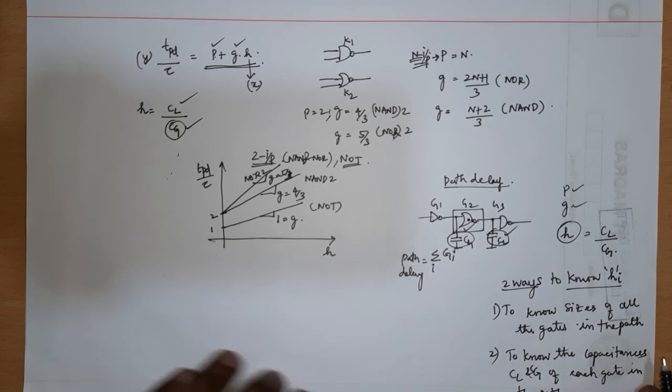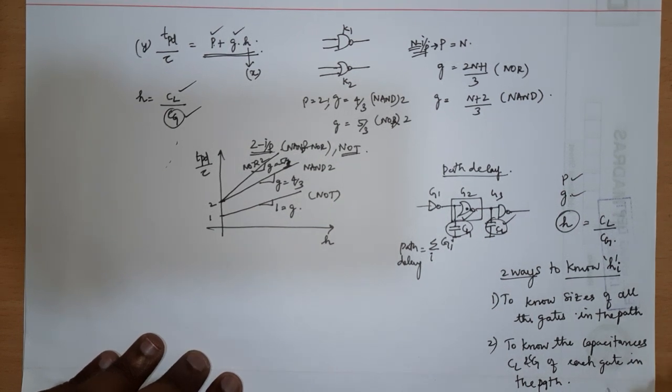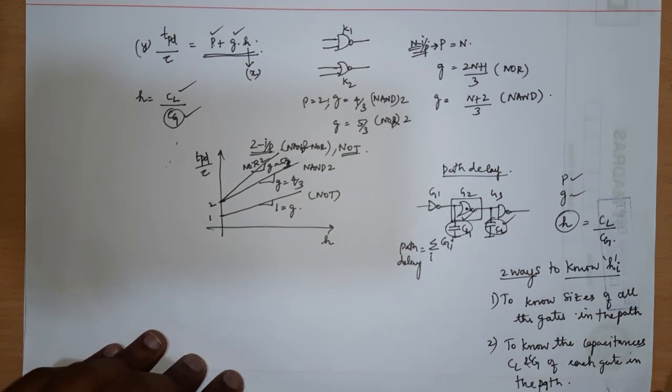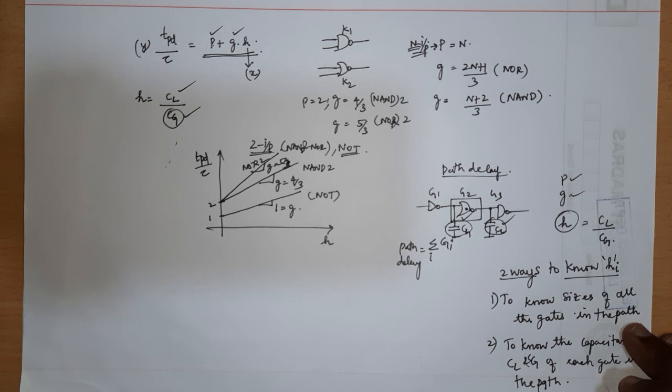Okay, these are the two things that are required for you to estimate H. If any path is there, and there is a question to you to calculate the path delay, you should, and if the inputs are specified, P and G are easy to estimate, and H will be known either by specifying the gate sizes or by specifying the capacitances at the output and the input of each gate.